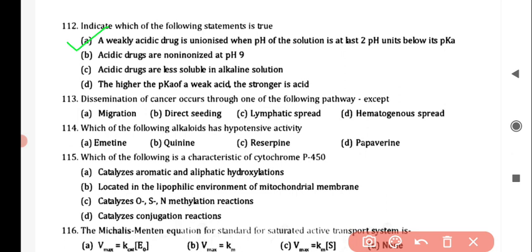Next question is, dissemination of cancer occurs through one of the following pathways except, and the correct answer is option A, migration. Next question is, which of the following alkaloids has hypotensive activity, and the correct answer is option C, reserpine. Next question is, which of the following is a characteristic of cytochrome P450, and the correct answer is option A, catalyzes aromatic and aliphatic hydroxylations.